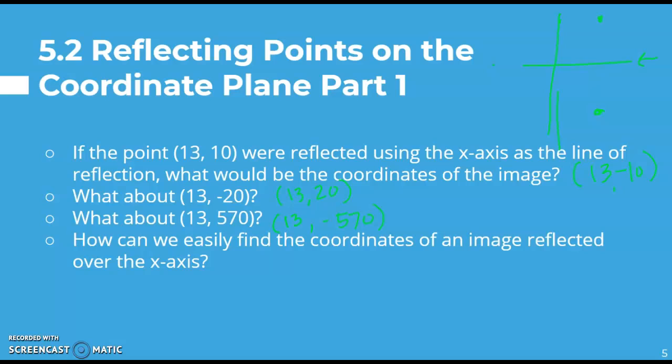Okay. So how can we easily find the coordinates of an image reflected over the x-axis? The ordered pair (x, y) is going to become (x, -y), which means that our x stays the same and our y value switches signs. If it started out positive, now it's going to be negative. If it started out negative, now it's going to be positive. Again, that's because we want to be the same distance away from the x-axis for our image and our pre-image. So if we went up 20, now we're going to go down 20. If we went up 1,000, now we're going to go down 1,000. So our x value stays the same and our y value switches signs.